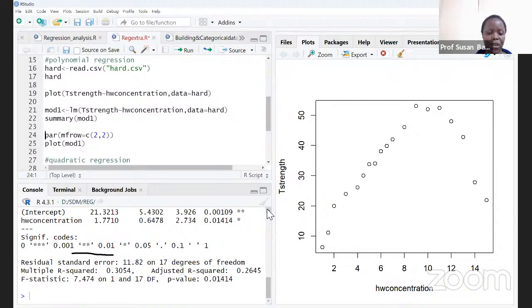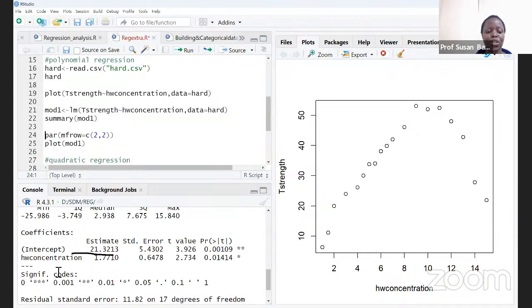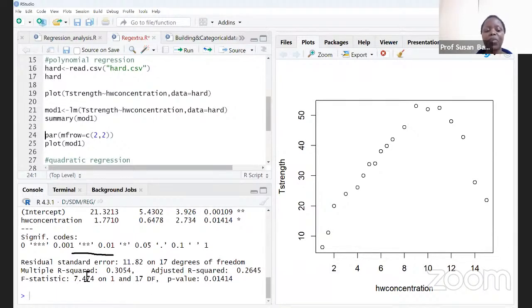And there we go. So in the console, if you pay attention to hardwood concentration, you will see that actually the linear relationship is significant because the p-value is smaller than 0.05. Let's go down and look at the amount of variability explained. The R squared is 0.305, meaning 30% of the variation in tensile strength has been explained by hardwood concentration or by the regression onto hardwood concentration. So meaning there are other factors that are required in the model for us to be able to explain some of that variation.